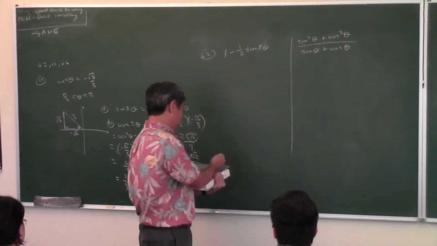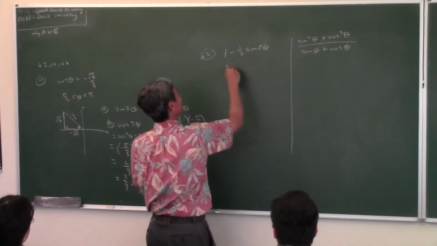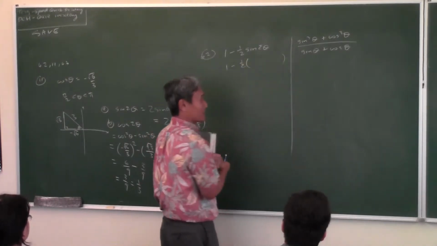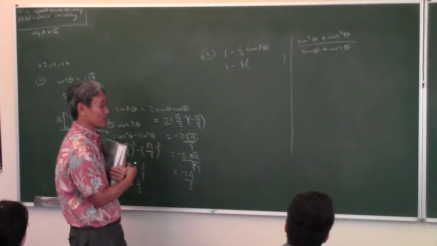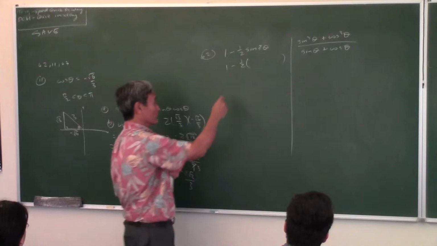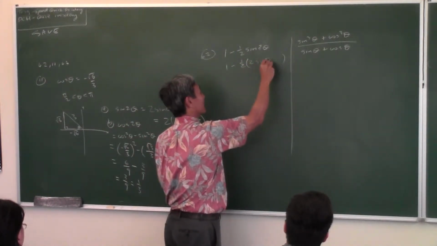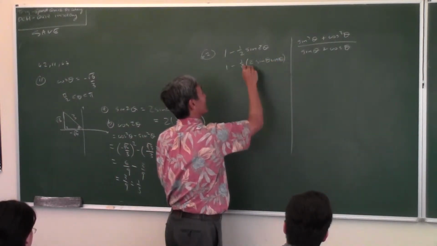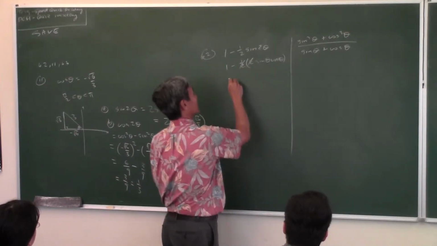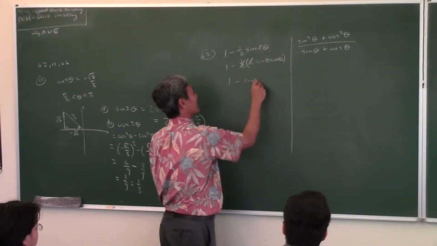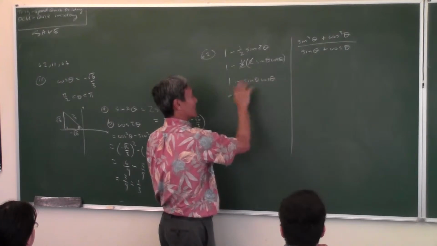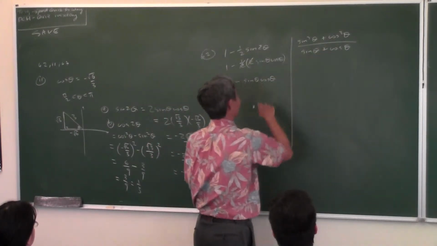Okay, now, look on the left side. The left side of this, look, sine 2 theta. There's only one identity. What is it? 2 sine theta cosine theta. The 1/2 cancels the 2, so you just have 1 minus sine theta cosine theta. So somehow, we have to simplify that to that.